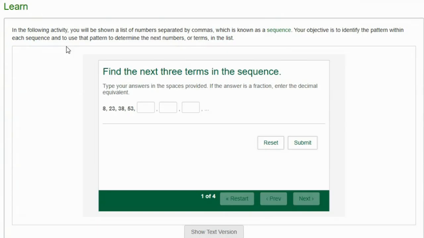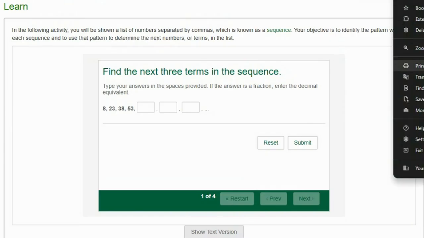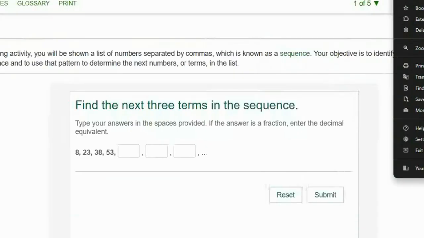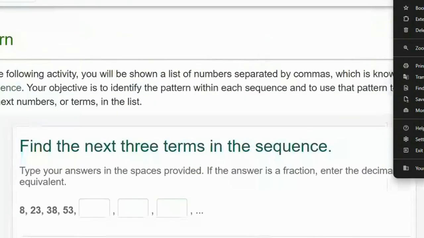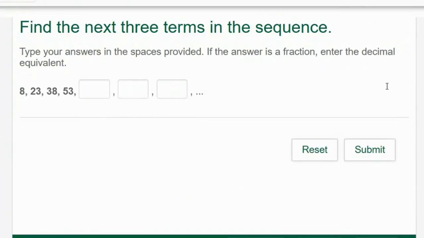In the following activity, you're going to be shown a list of numbers. So I'm going to open up the chat so I can give you guys an opportunity to respond on this. This is known as a sequence. We're going to see a sequence of numbers. Your objective is to identify the pattern. So you can give me the next numbers here. I'm going to make this a little bigger on the screen so it'll make it easier to see these numbers. That's probably about as big as I can make it.